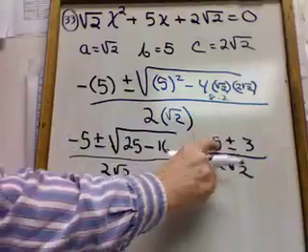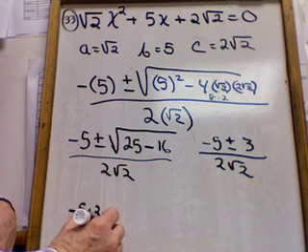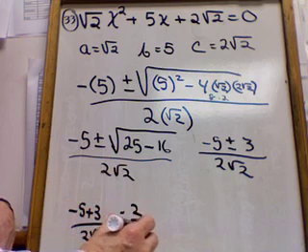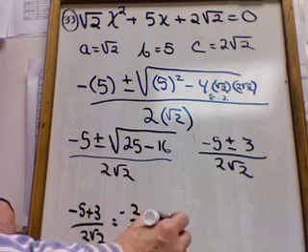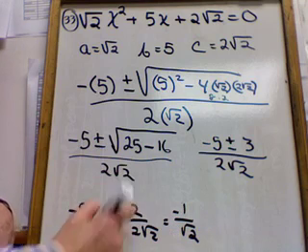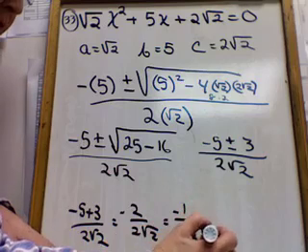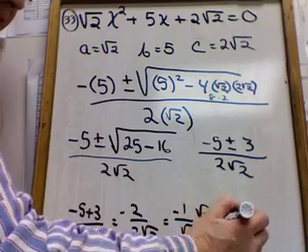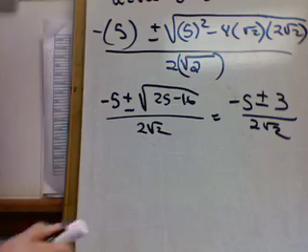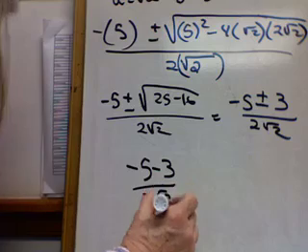So let's do two steps. Minus 5 plus 3 all over 2 root 2. So that's negative 2 over 2 root 2, which is negative 1 over root 2. And you think you're done, but then you remember the rule, no radicals in the bottom, right? So multiply the top and the bottom by root 2, and you get negative root 2 all over 2. There's one answer. All right, and the second answer for this one, minus 5 minus 3 over 2 root 2.